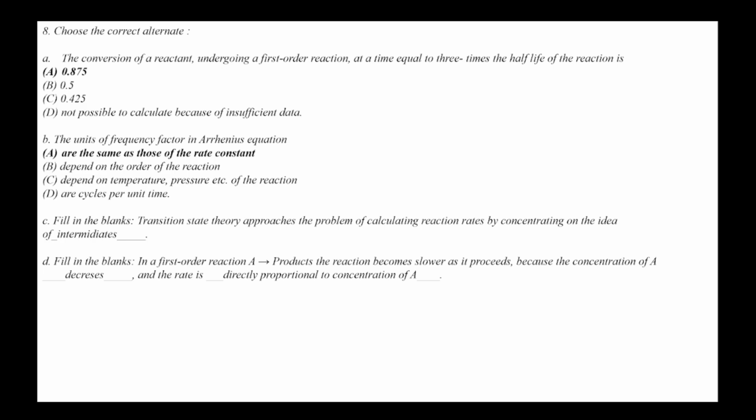The conversion of a reactant undergoing first order reaction at a time equal to 3 times the half-life. So t half for first order reaction is equal to ln 2 by k. So the time equal to 3 times the half-life, okay, t is equal to 3 times t half.